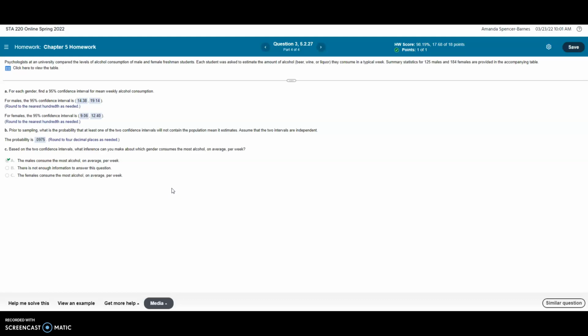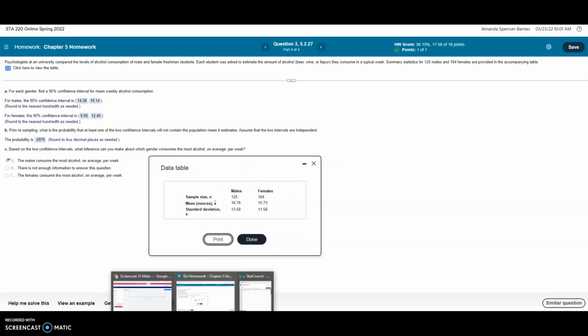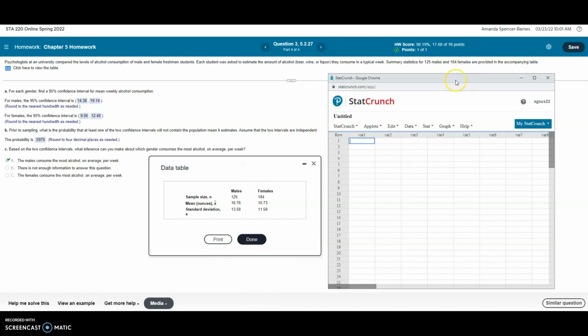So I'm starting with question number 3 from your homework, which asks us to complete a 95% confidence interval for mean weekly alcohol consumption for males and females. It gives us some information in this table, such as the sample size for each group, the mean for each group, and the standard deviation for each group. And so I want to bring up my Statcrunch window. This is a large sample Z statistic problem.